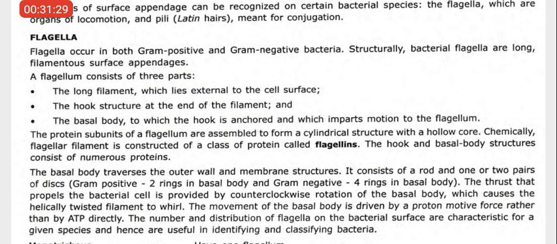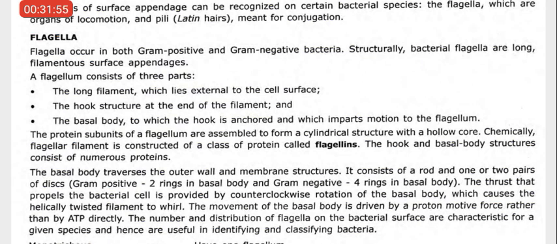The protein subunits of flagellum are assembled to form a cylindrical structure and a hollow core. Chemically, flagella filament is constructed of a class of protein called flagellins. The hook and basal body structures consist of numerous proteins. The basal body transfers the outer wall and membrane structure. It consists of a root and one or two pairs of discs, gram-positive 2 rings in basal body and gram-negative 4 rings in basal body.